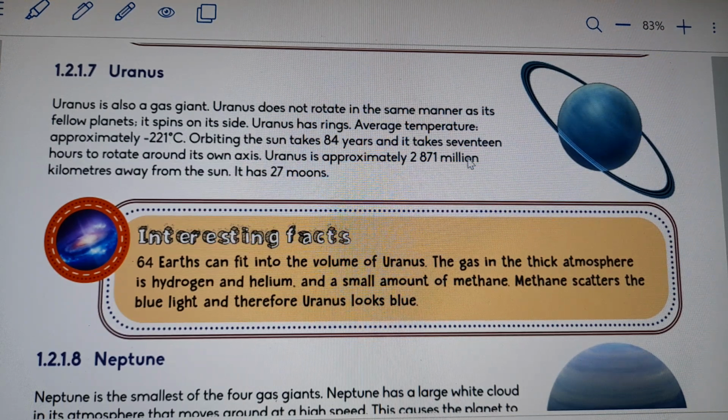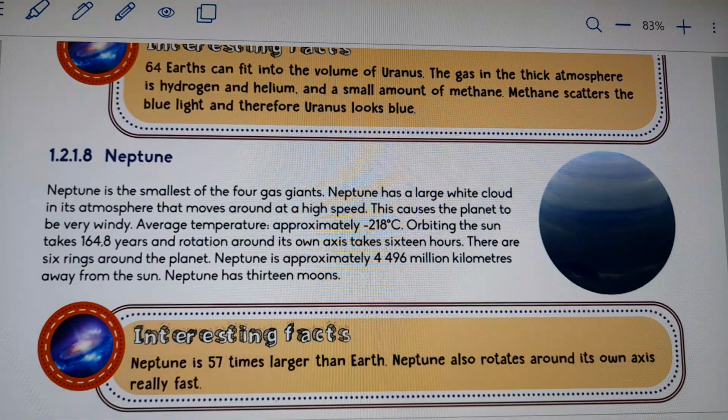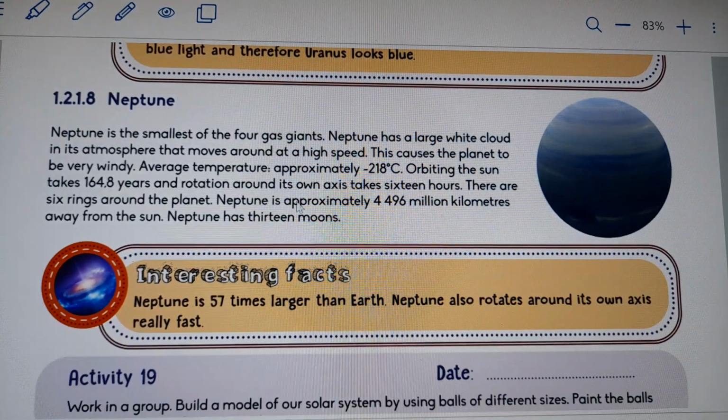Uranus is approximately 2,871 kilometers away from the Sun and has 27 moons. That's number what in terms of the moons? 63, 53, 27, 2, and it's number 3 in terms of the moons. And Neptune, the last planet that we have.